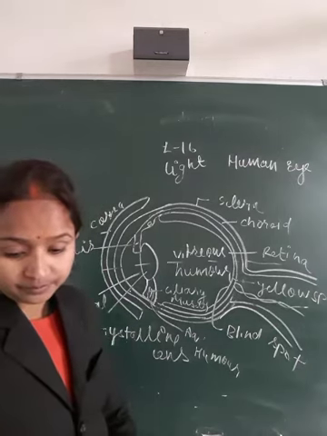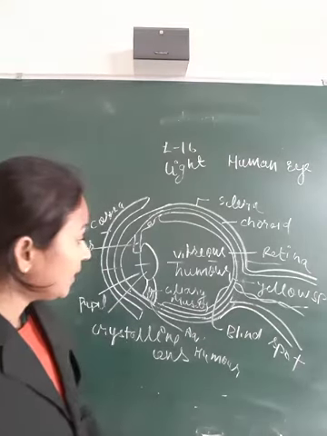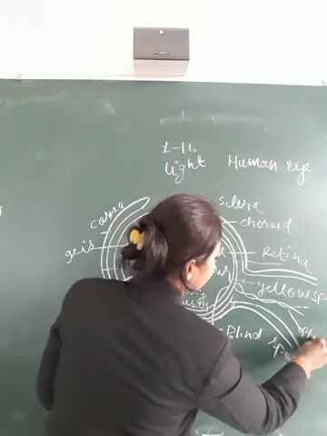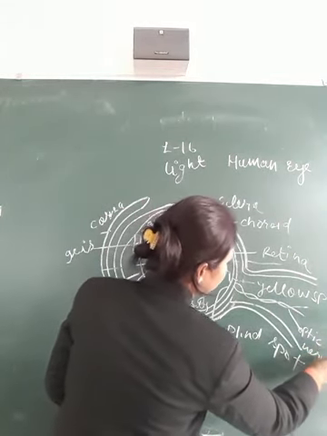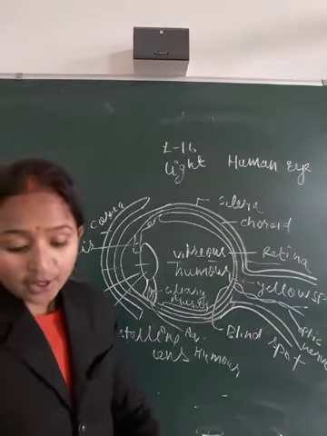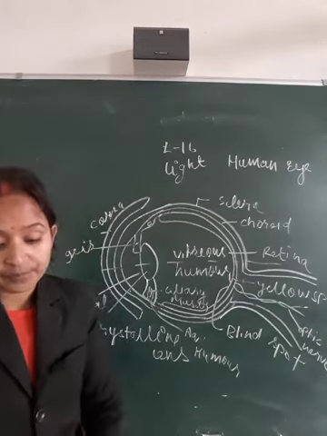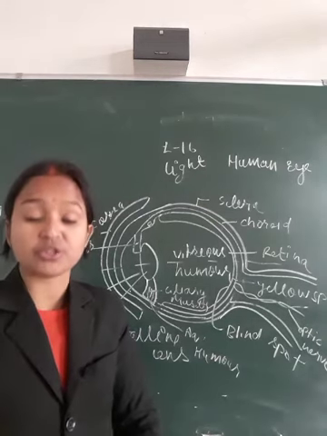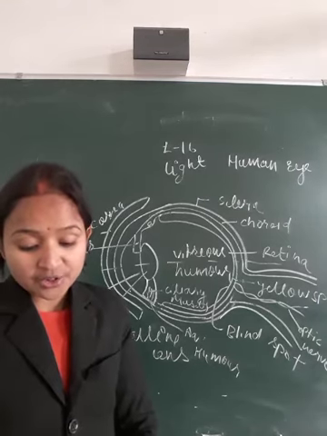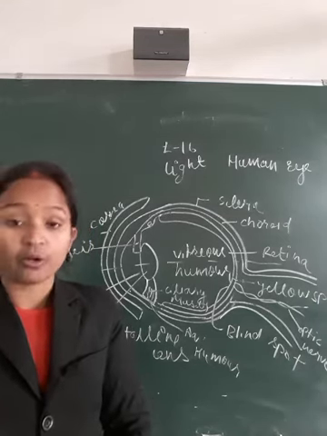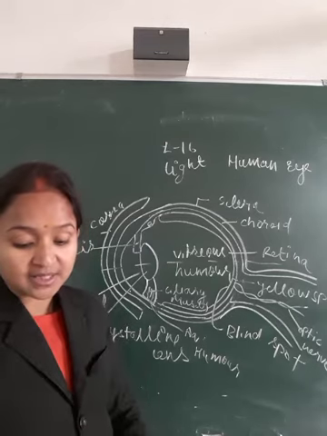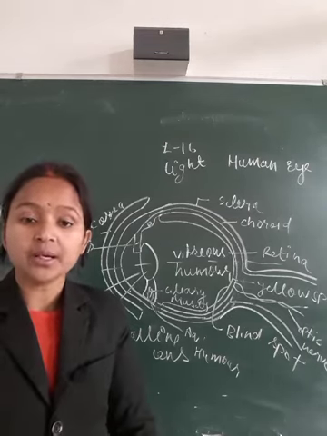Optic nerve. This is the optic nerve. It is a bundle of approximately 70,000 nerves originating from the brain and entering the eyeball from behind. Its function is to carry optical messages, visual messages to the brain.